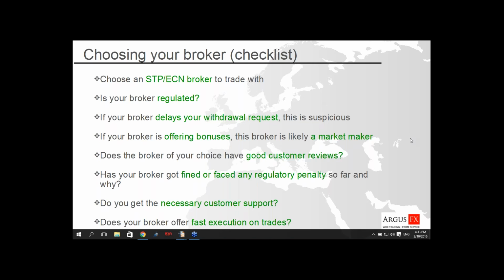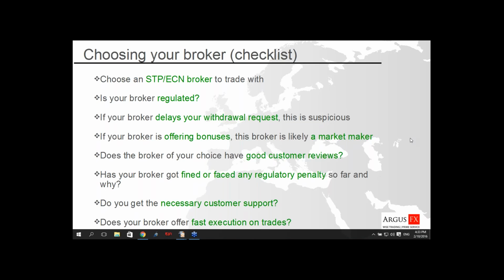Another very important bullet point: has your broker been fined or faced any regulatory penalty so far, and why? If there is a penalty, let's say that it can happen, but it's not at the expense of the trader, then the broker can bear with it. It's not an issue. But if this penalty has to do with the traders, this is morally unethical and unacceptable by the broker.